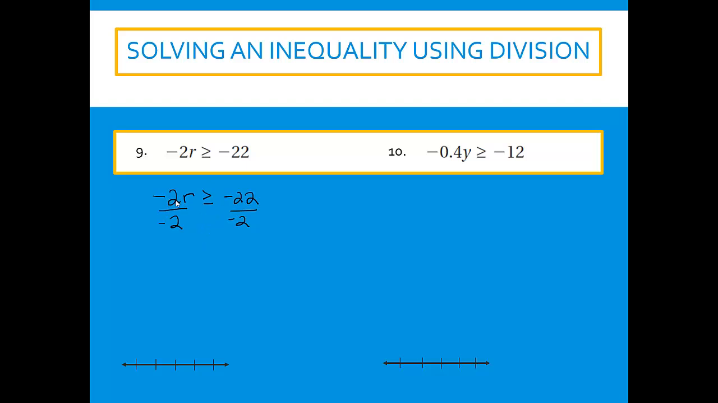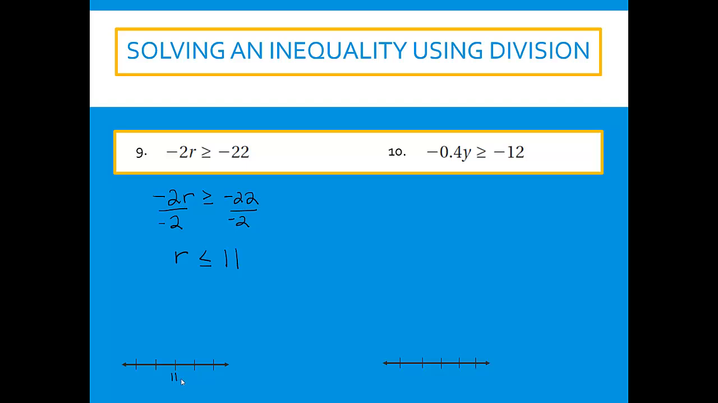So we have r on the left-hand side. Instead of having greater than or equal to, we have less than or equal to, since we divided by a negative, and then negative 22 divided by negative 2 is 11. So we have that r is less than or equal to 11. Now we can fill out our number line.